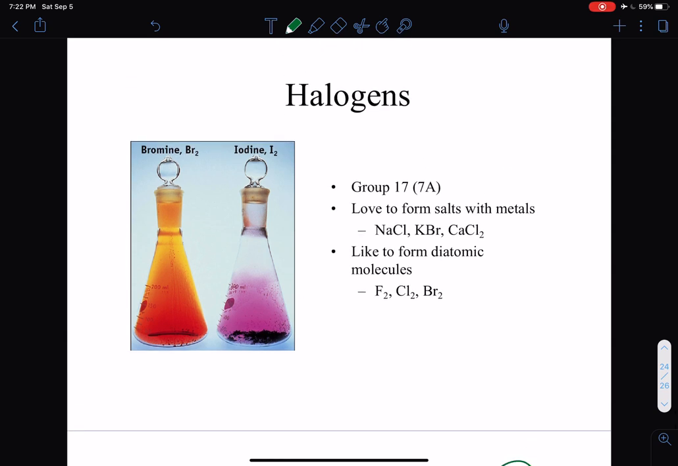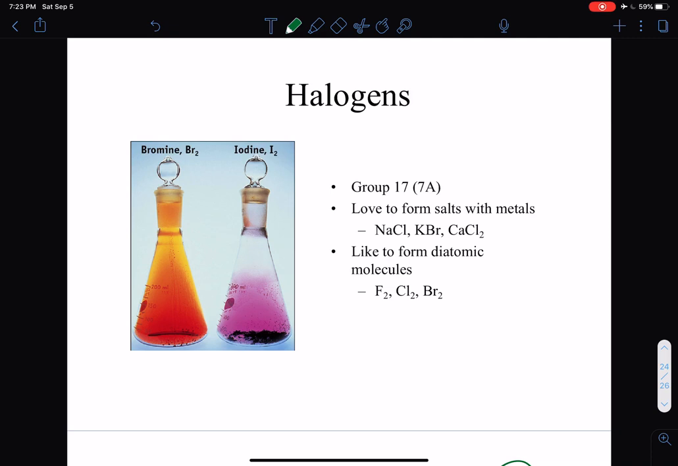Alrighty, so backing up, what do halogens like to do? Well, they love to form salts. Sodium chloride is table salt, the salt that we use in the kitchen for cooking or for shaking all over our fries, because how do you have fries without salt? Yum.